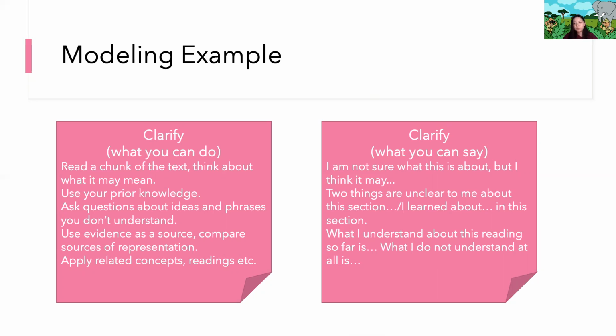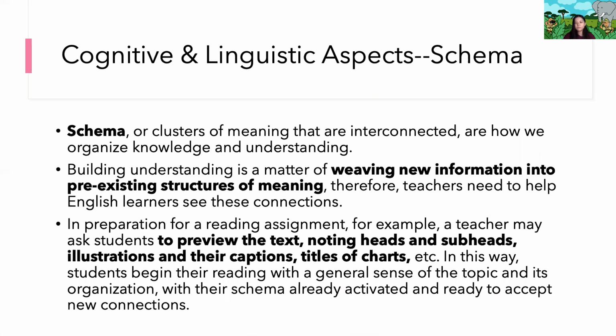This technique is applicable especially among beginning or intermediate learners who have difficulty in organizing complete sentences. For instance, when students talk about their comprehension of the given text, they can say, "I'm not sure what this is about, but I think it may," followed by their own thoughts. They can also say, "What I understand about this reading so far is," "What I don't understand at all is." These sentences can provide guidance as students work on the tasks and express their own ideas.